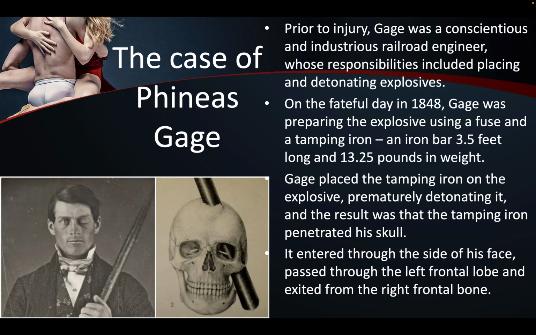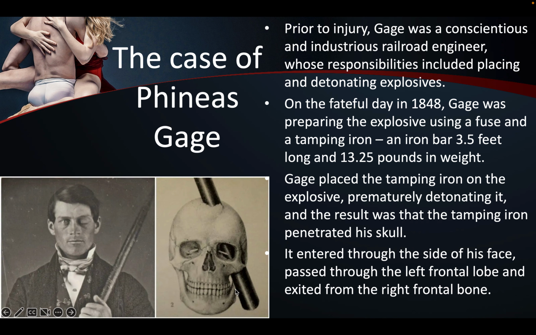This is the strange case of Phineas Gage. Prior to injury, Gage was a conscientious and industrious railroad engineer whose responsibilities included placing and detonating explosives. On the fateful day in 1848, Gage was preparing the explosive using a fuse and a tamping iron, an iron bar 3.5 feet long and 13.25 pounds in weight. Gage placed the tamping iron on the explosive, prematurely detonating it, and the result was that the tamping iron penetrated his skull.